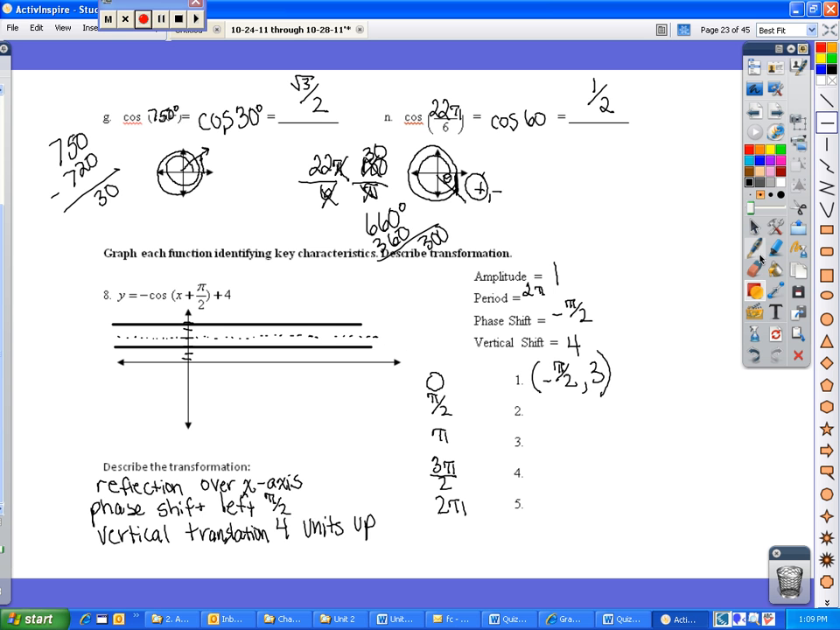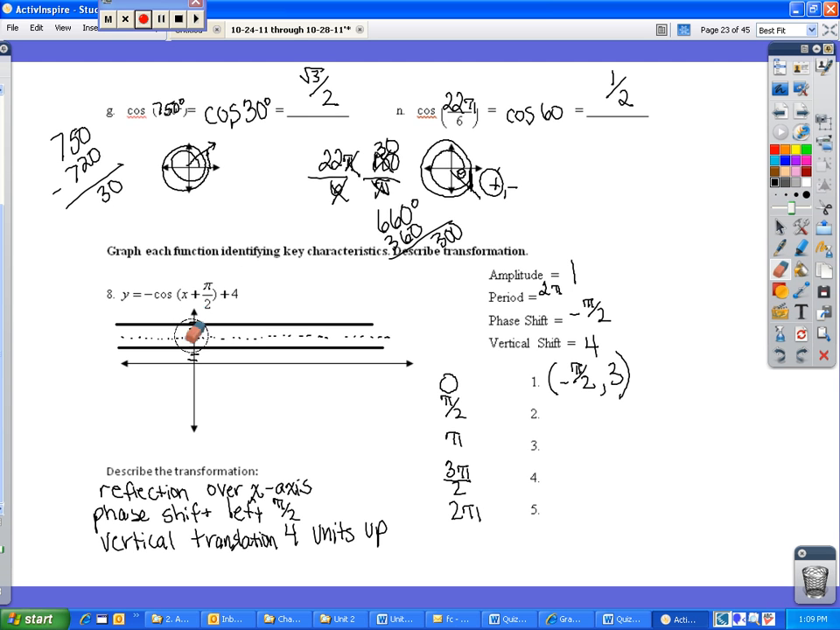Okay? So, go ahead and redraw that. So that's going to be 1 above and 1 below. Okay? So now that I have my amplitude drawn in, if I graph the point negative pi over 2, here's negative pi over 2 right here. Negative pi over 2 comma 3 is going to put me right here.